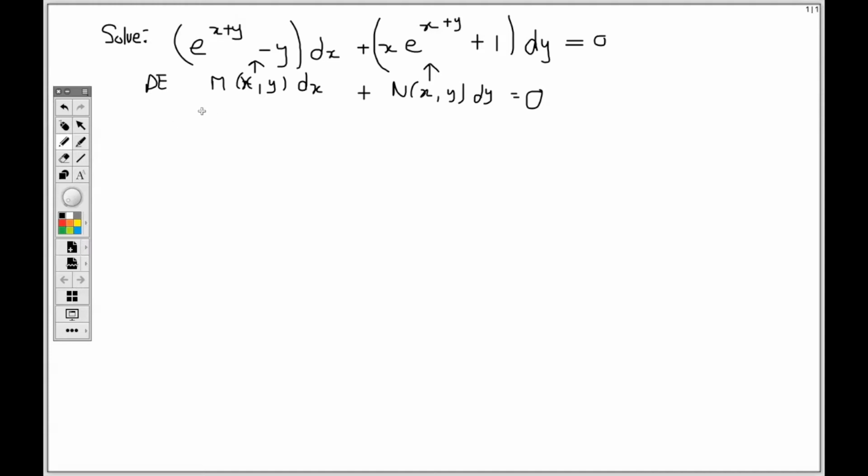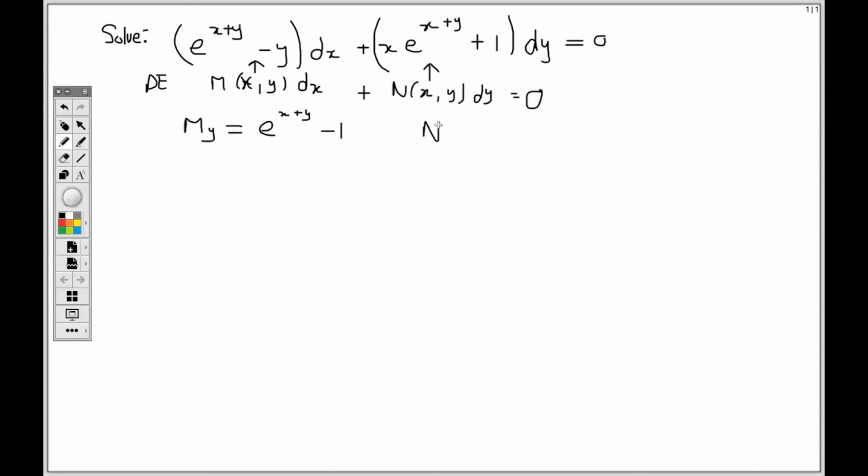Now I'm going to differentiate M(x,y) with respect to y, treating x as a constant. To differentiate e^(x+y), differentiating y gives 1, so I will get e^(x+y). Now differentiating minus y, that's 1, so I'll have minus 1.